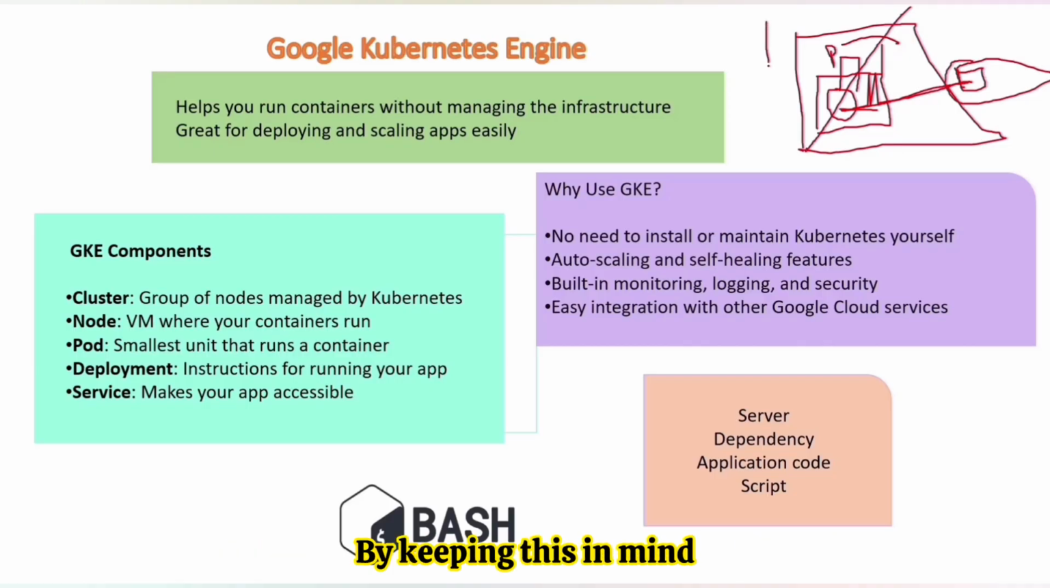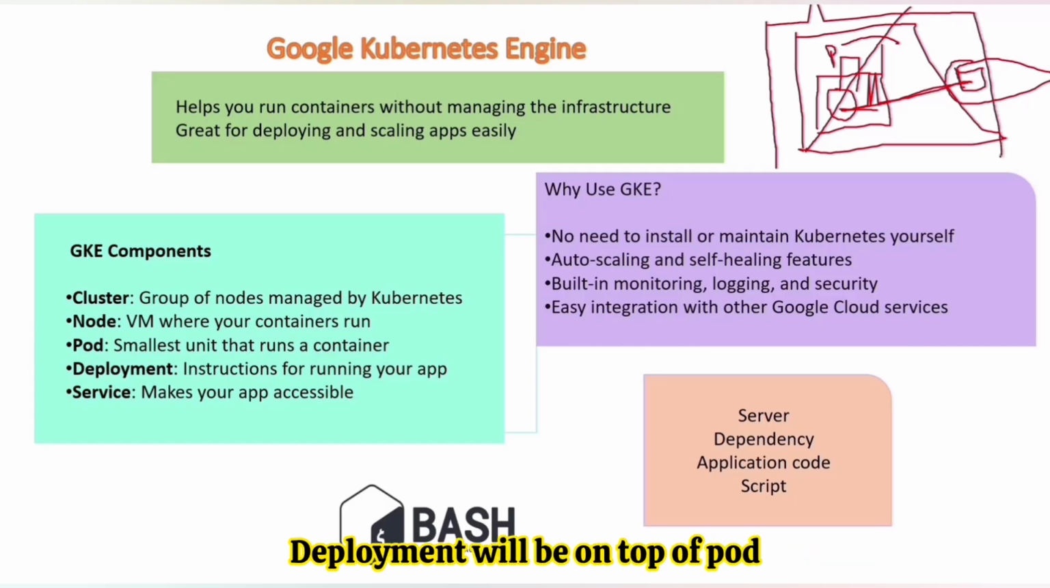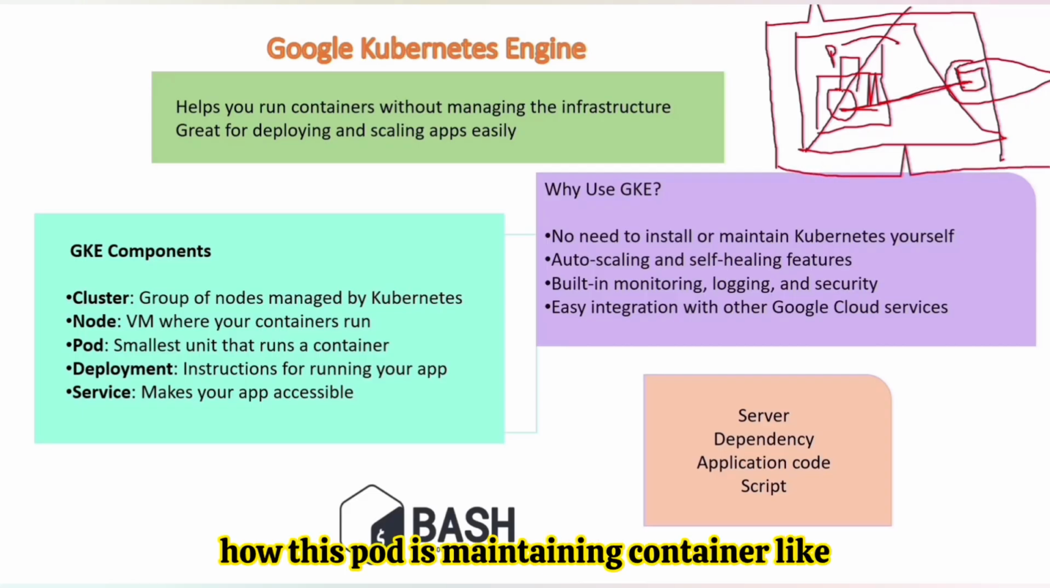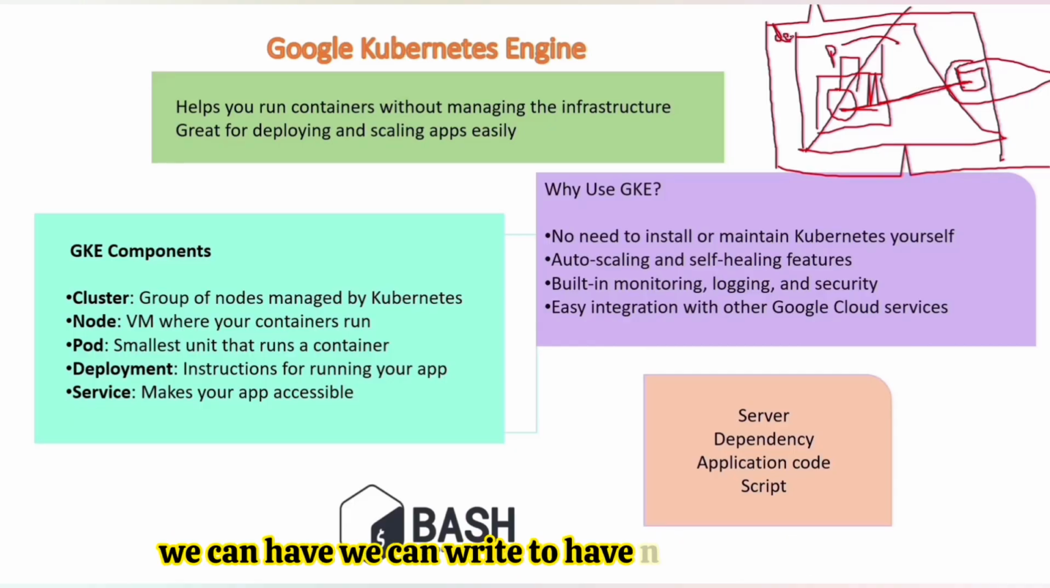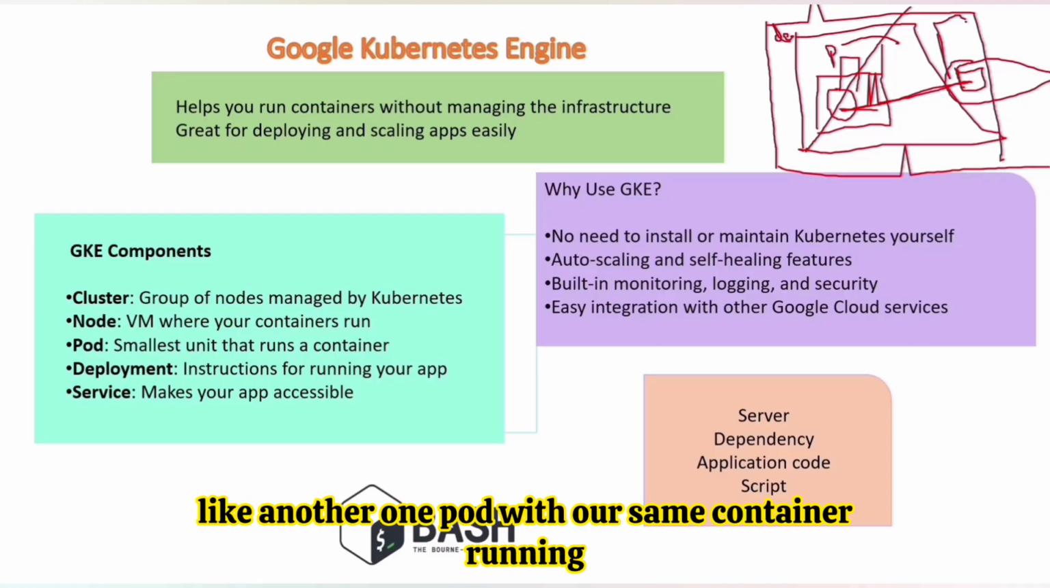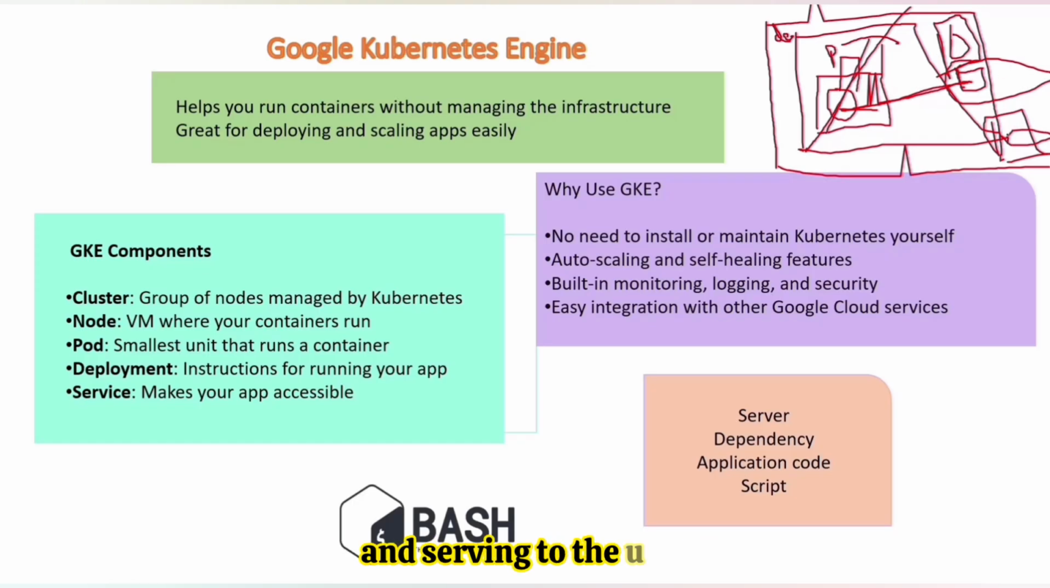By keeping this in mind, the other configuration that comes is deployment. Deployment will be on top of pod. Just as this pod is maintaining the container, we will have a configuration called deployment. In that deployment file, we can write to have n number of pods, like another pod with our same container running, another pod with the same container running. If the first pod comes down also, these two pods will be running and serving the user.